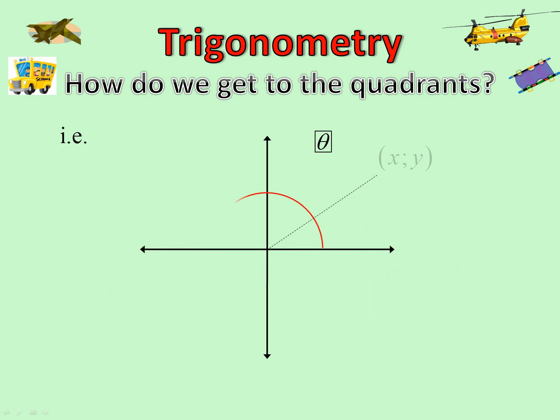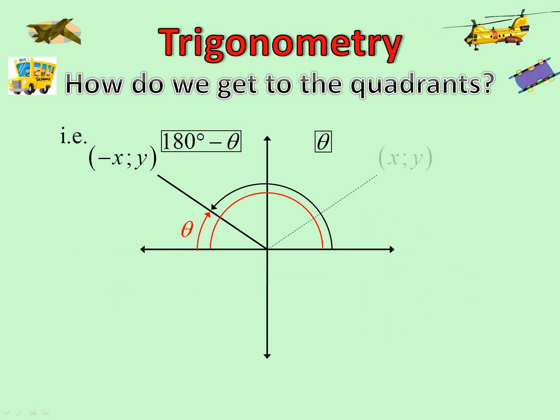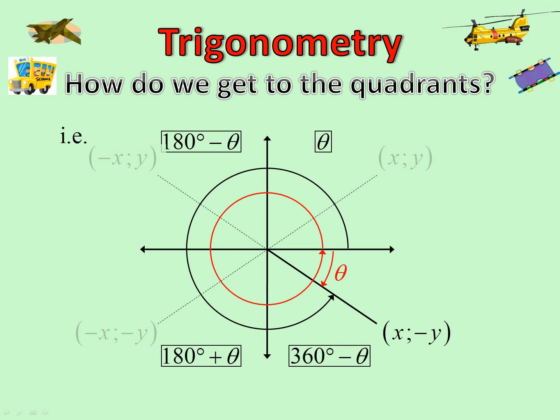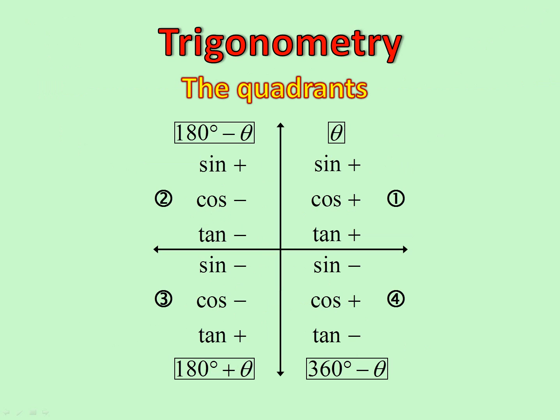So theta, 180 minus theta, 180 plus theta, and 360 minus theta. There's a full summary of the quadrants. Numbers 1, 2, 3, 4. Theta, 180 minus theta, 180 plus theta, 360 minus theta. And here's a summary of which are positive and obviously the rest negative. All positive, sine positive, tan positive, cos positive.